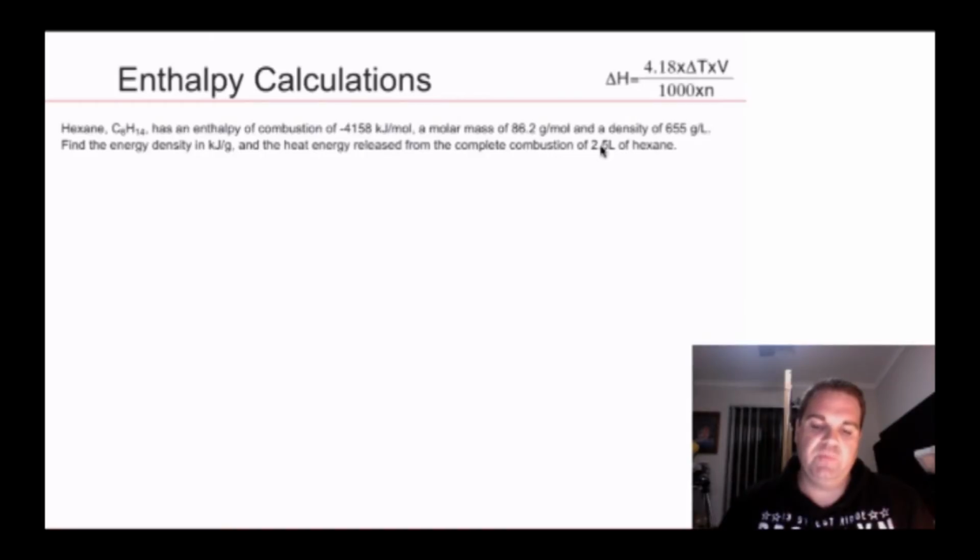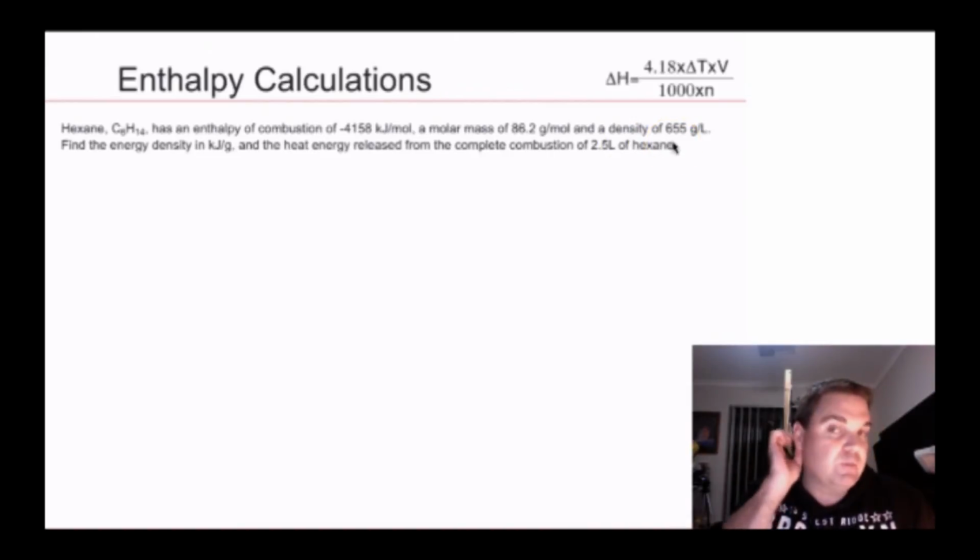Final one I'm going to show you is hexane. Now this has an enthalpy of combustion of minus 4,158 kilojoules per mole, a molar mass of 86.2 grams per mole, and a density of 655 grams per litre. So what we want to do is find the energy density in kilojoules per gram, okay, and then the heat energy released from complete combustion of 2.5 litres of hexane.